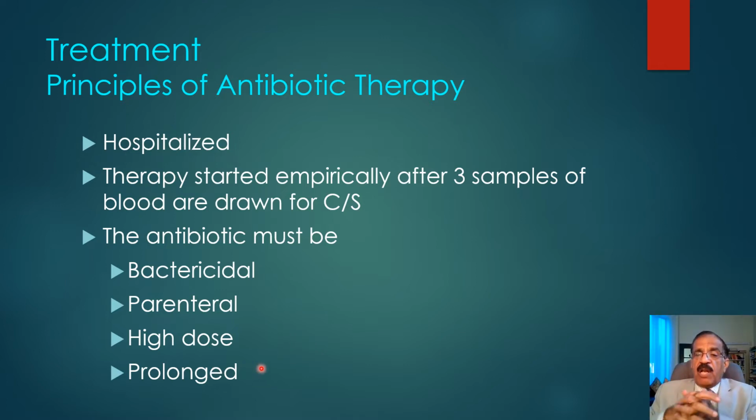Then the antibiotic therapy is typically prolonged. By prolonged, I mean it is typically 4 weeks. It's not just the normal antibiotic of 5 days or 6 days. It is about 4 weeks, and in some cases maybe actually longer. So most common causes of endocarditis would require 4 weeks of therapy. So that is also an important principle.